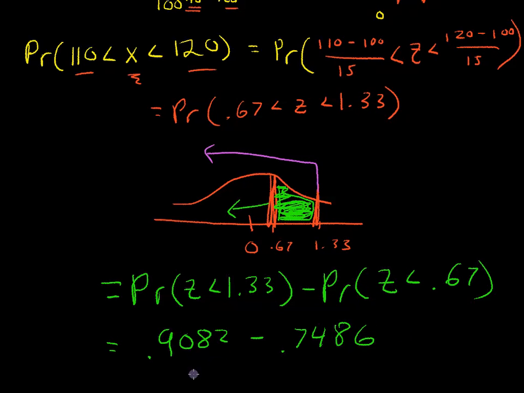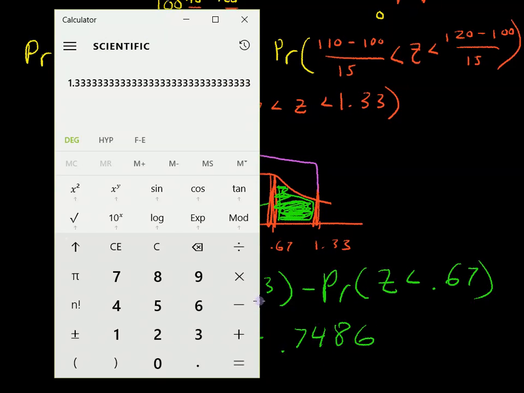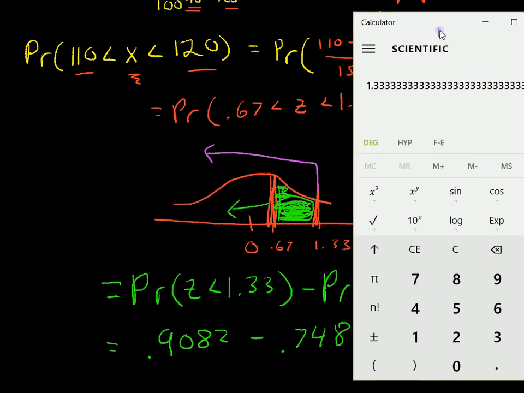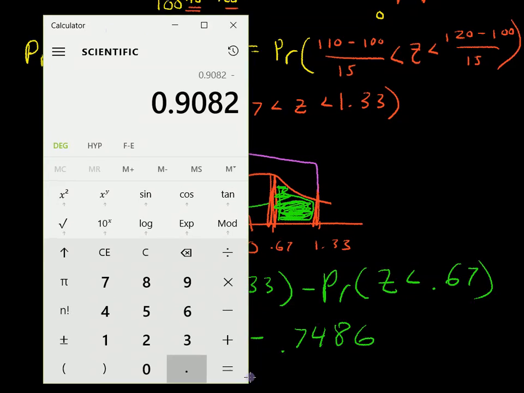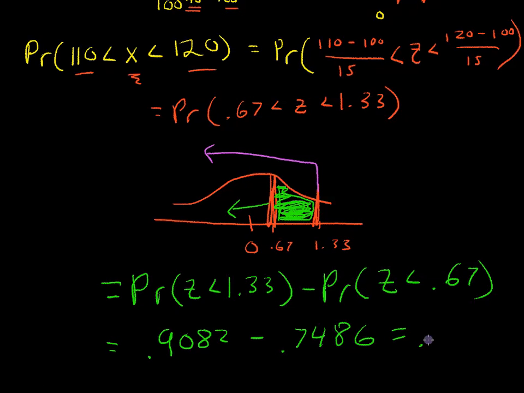All right. Okay, do that subtraction. Go ahead and pull out your calculator. So 0.9082 minus 0.7486. Okay, 0.1596. All right, there we go. There's our answer.